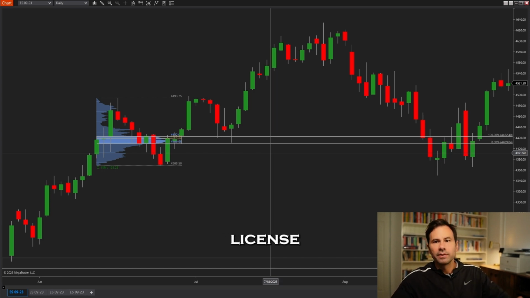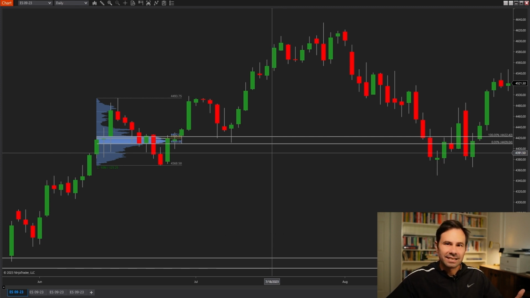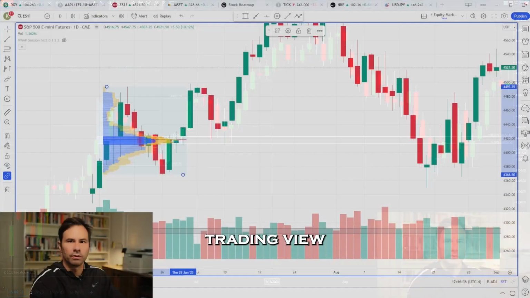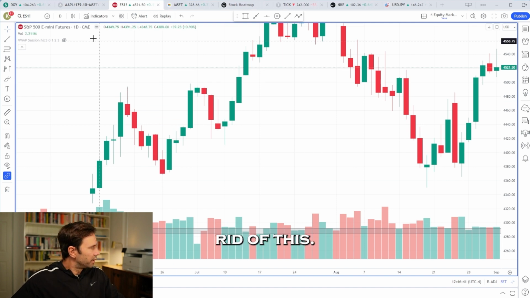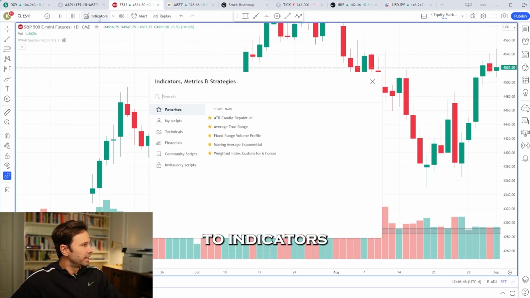If you don't have the license with Ninja, if you're a funded trader and you don't have the license yourself, you didn't buy it from Ninja, but you were provided with a license key from these funding companies, you can use Tradingview. Let's jump right into Tradingview. And here it is. This is the same chart. Let me get rid of this. This is a daily chart.